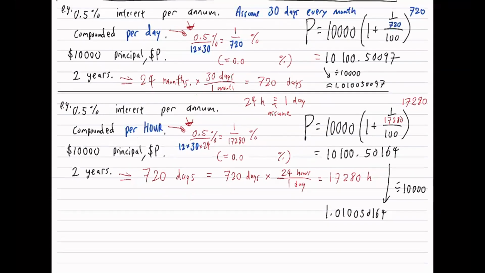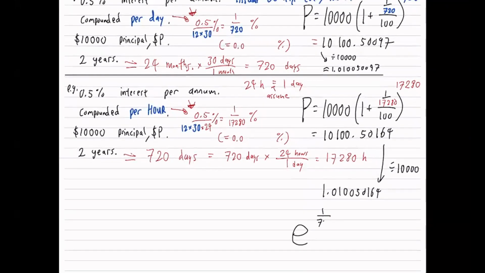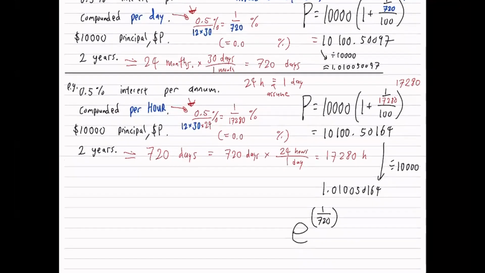Now I want you to try this instead. If you take e to the power of, do you know what's e? I need to show you. Then you raise it to the power of the rate. Let's say we try the 1/720. Is it correct? Am I doing this correctly? That's not right. Let me think a bit. This isn't right. That doesn't seem right. Let me think a little bit.